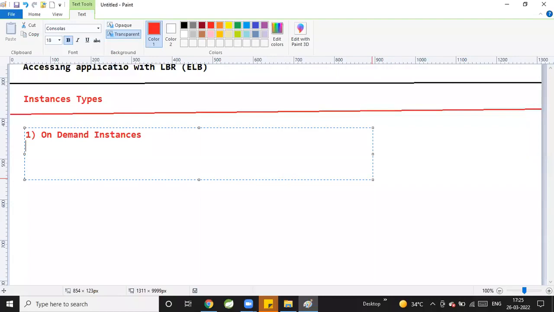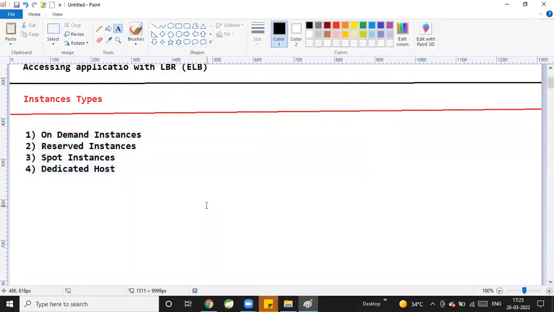Second one is reserved instances. Third one is spot instances. Fourth one is dedicated host. These are the instance types available in EC2.